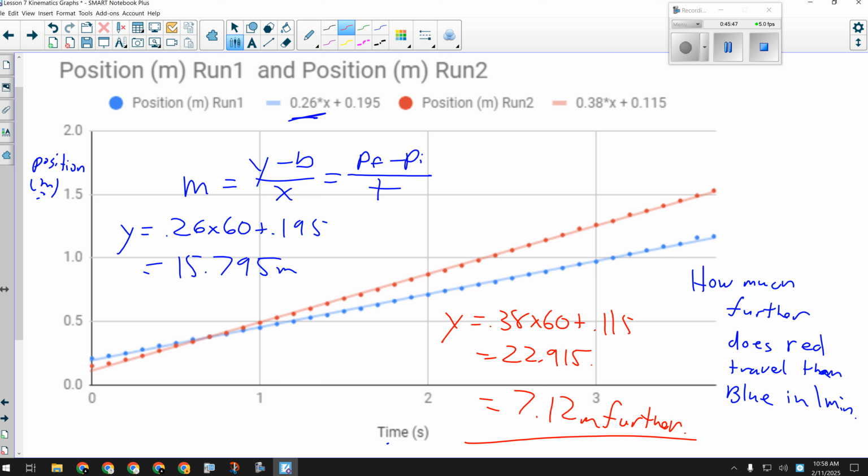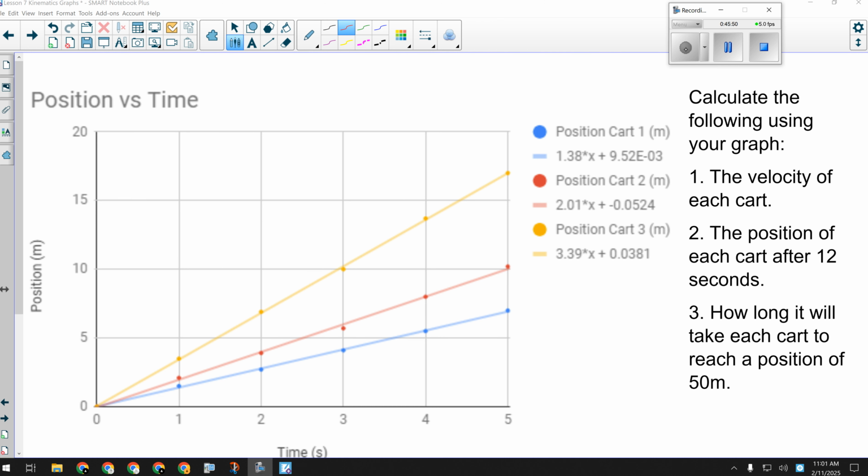All right, I'm going to give you guys a... So, using this graph right here, I want you to answer those three questions, okay? Velocity of each cart. Spoiler alert, that doesn't require much work, okay? Question number 2, position of each car after 12 seconds. And question number 3, how long will it take each cart to reach a position of 50 meters? All right, I'll give you a few minutes to work on those.